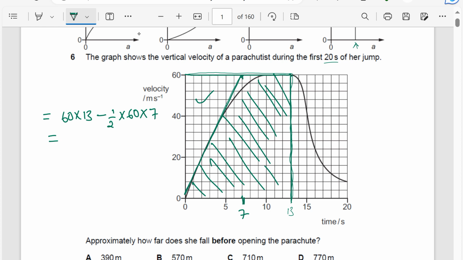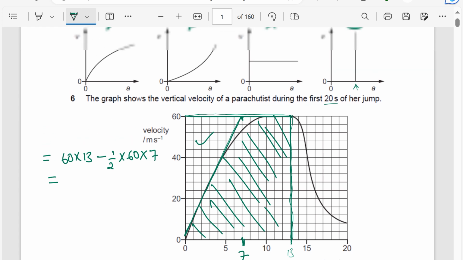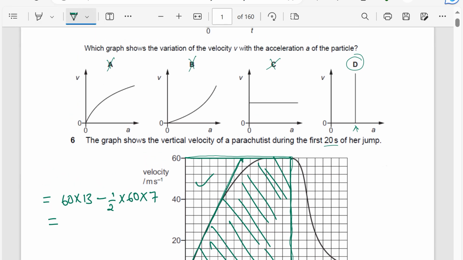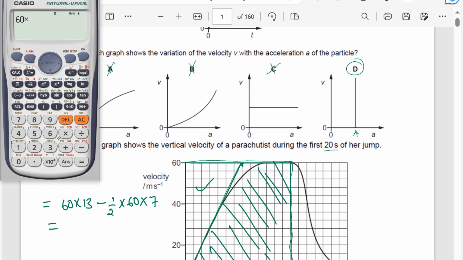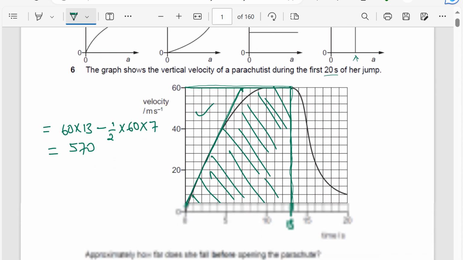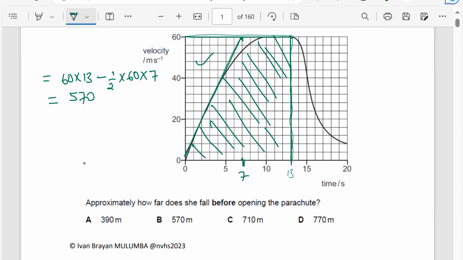So I'll just press my calculator and check. So we have 60 times 13 minus, open bracket, 0.5 times 60 times 7. This is giving us 570. So the answer here is going to be approximately B. So the answer there is B.